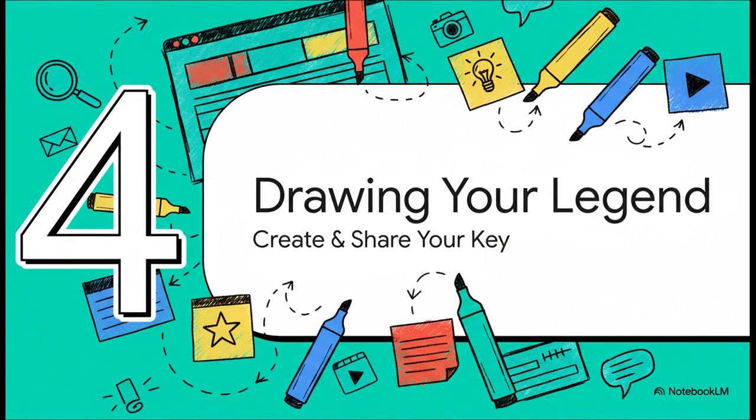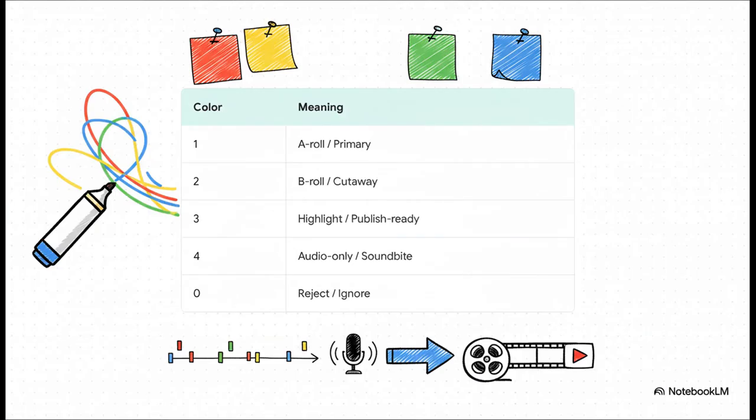Of course, a map is pretty useless if you don't have a key that tells you what the symbols mean. So let's talk about how you can draw your own legend and get the whole team on the same page. And look how simple this can be. Your legend doesn't need to be some complex secret code. Just assign a color to a clear function. Number 1 is our main footage. Number 2 is our cutaways. Maybe number 0 is for clips to totally ignore. The real key here is just consistency.